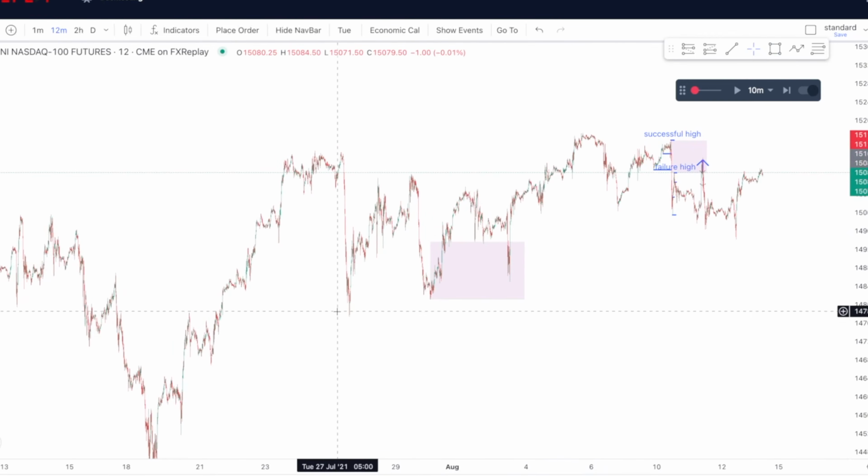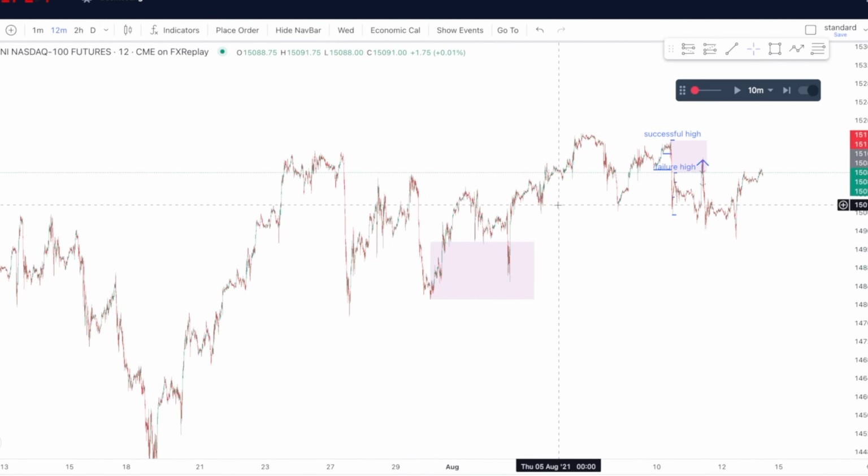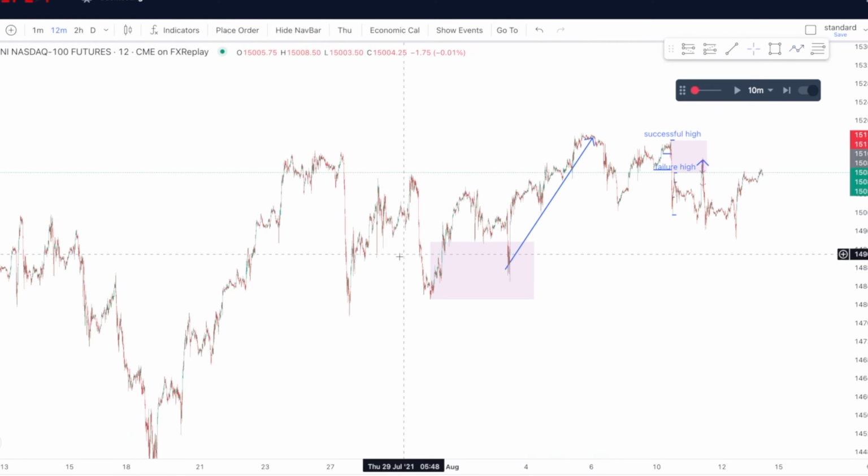For instance, right here, price is attempting to march up. It puts in this high and it puts in a higher low. It's attempting to march up again, and now it fails and tries to turn around, and the invisible zone catches it right here and sends price to continue its trend upwards that these higher lows are telling us it's supposed to be having.